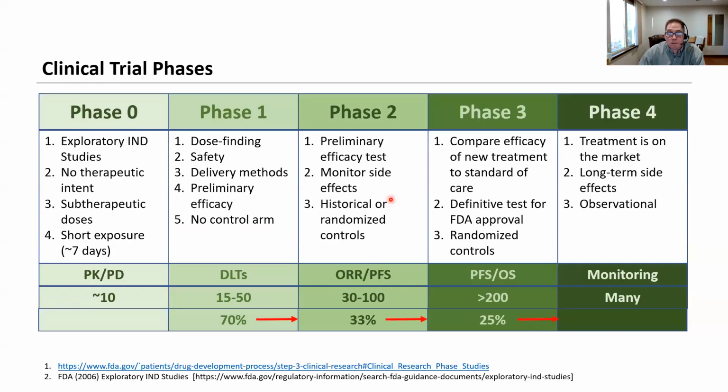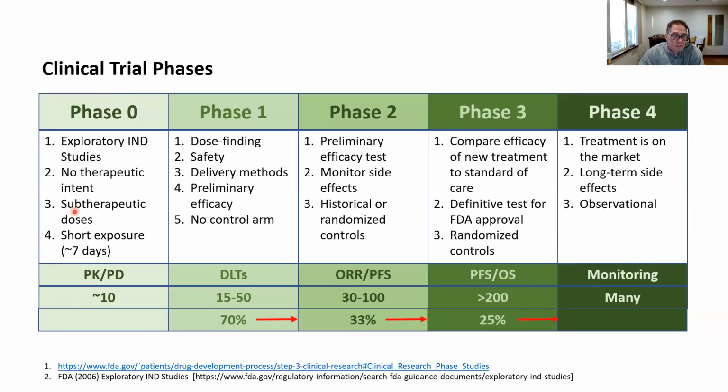All right. So I think Dr. Lamont showed something similar to this in his presentation. This is the FDA's layout for clinical trial progress. This is a little bit different presentation than you saw before. So phase 0 are exploratory IND studies. They generally have no therapeutic intent. They're using subtherapeutic doses, and it's a very short exposure. In our setting, this often happens, and we call them window of opportunity trials.